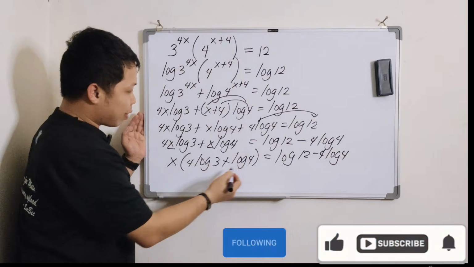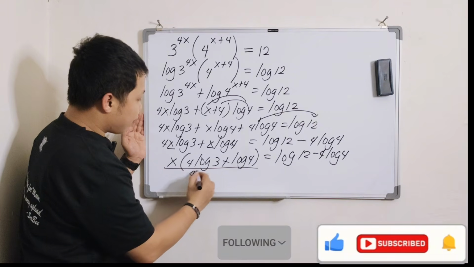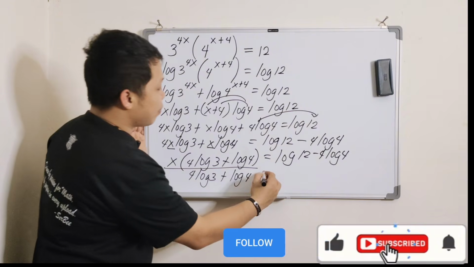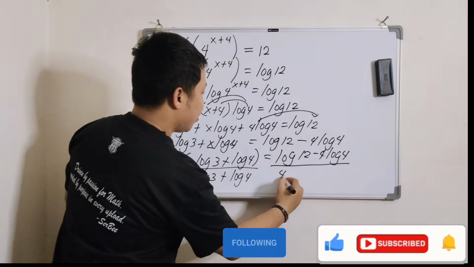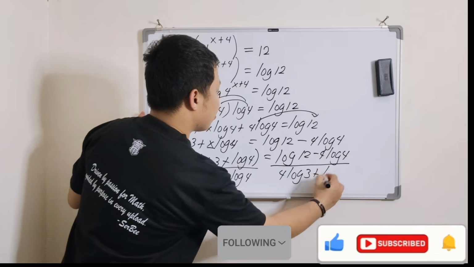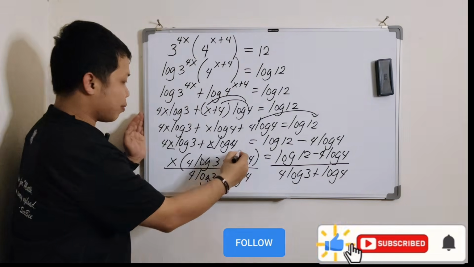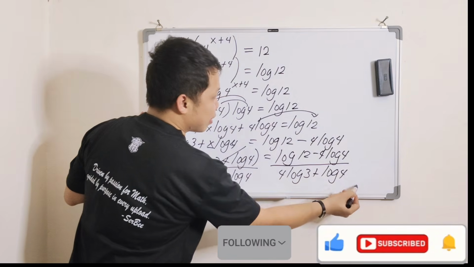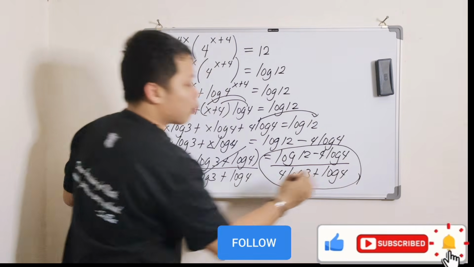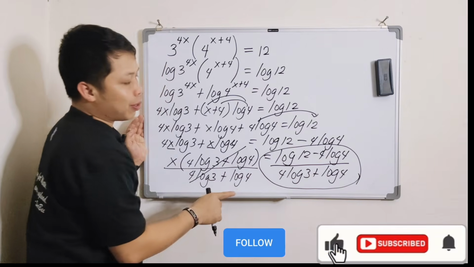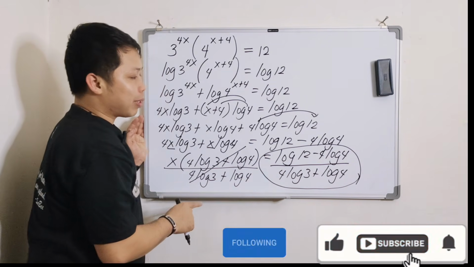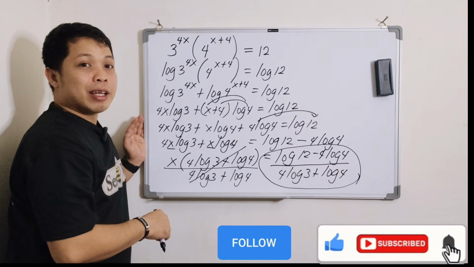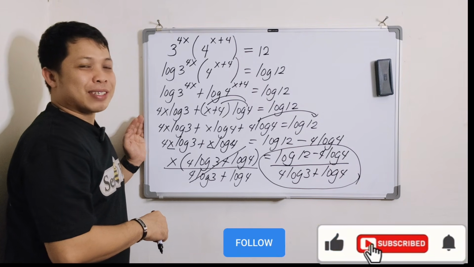Now, we need to divide both sides by 4 logarithm of 3 plus logarithm of 4. So, this will be cancelled. So, our value of x is logarithm of 12 minus 4 logarithm of 4 all over 4 logarithm of 3 plus logarithm of 4. Of course, you can get the decimal value of that logarithms.